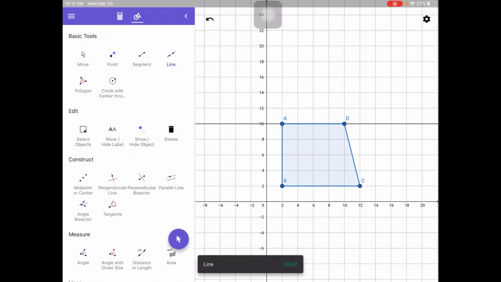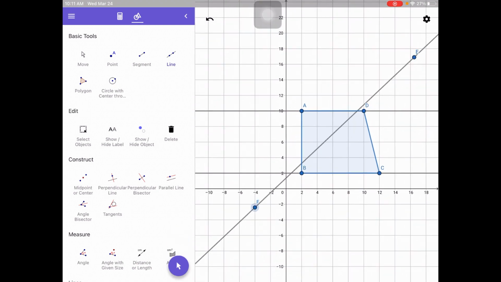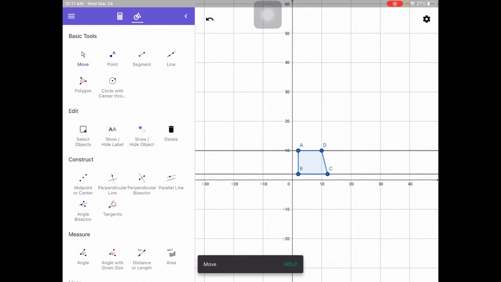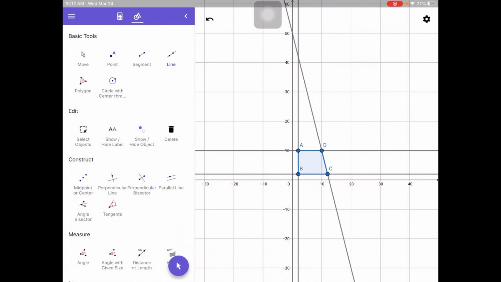Extend ulit natin. Yan. Mapapansin nyo po. Yan, tignan natin. Yung ating side AD and side BC are parallel to each other. And then, tignan po natin yung side AB and side DC. Mapapansin nyo po, yung side AB natin and side DC intersect. Dito po, nag-intersect sila sa may taas. Ibig sabihin, hindi sila parallel lines. Yan. Pag sabi po kasi natin trapezoid, exactly one pair of parallel sides.